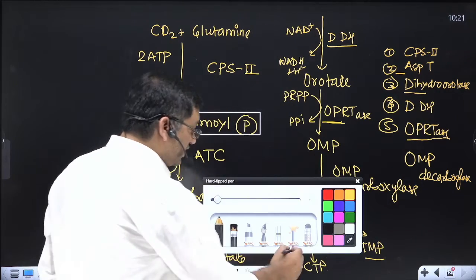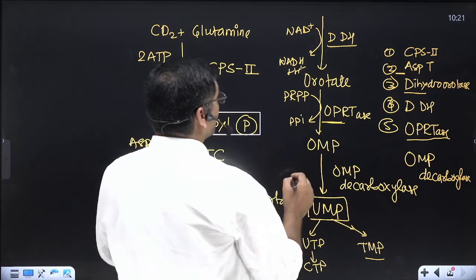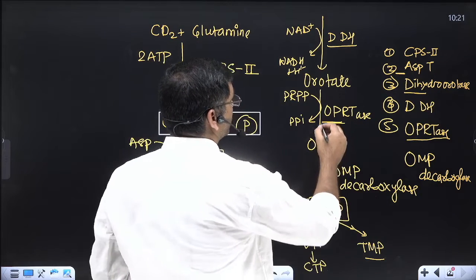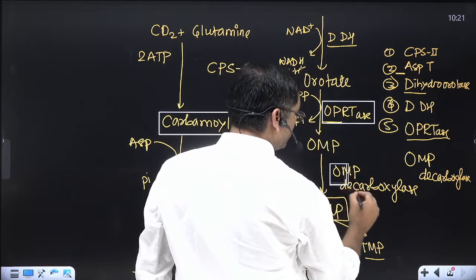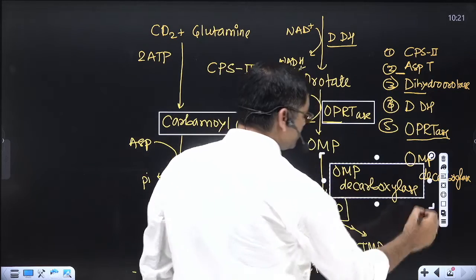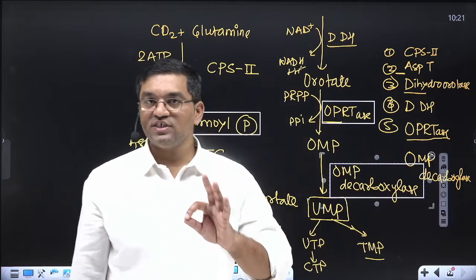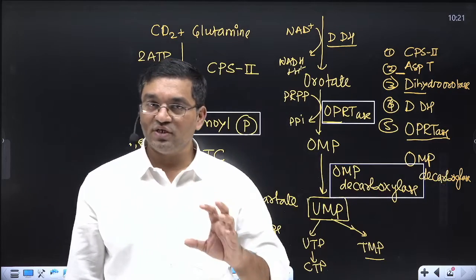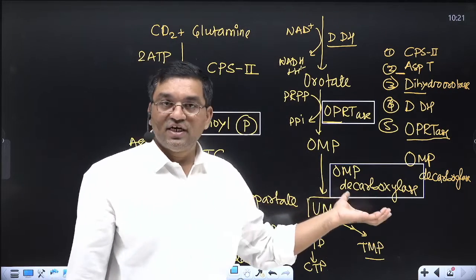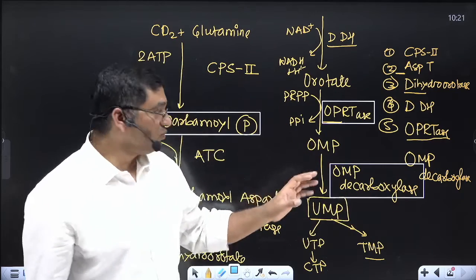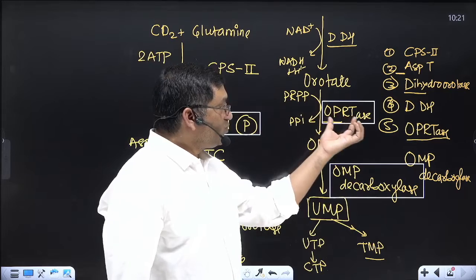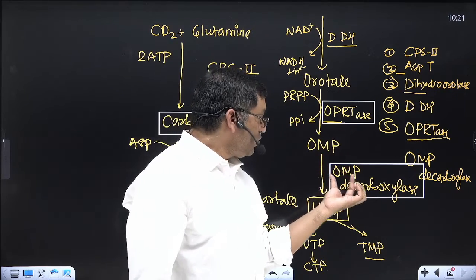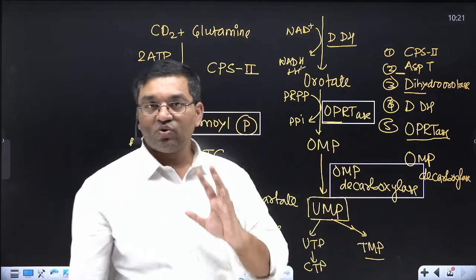Now the important reaction: OPRtase and OMP decarboxylase. These are the two enzymes. If there is defect in these two enzymes, that causes orotic aciduria. So it is related with pyrimidine nucleotide metabolism. Defect in OPRtase, orotate phosphoribosyl transferase, and OMP decarboxylase causes orotic aciduria.